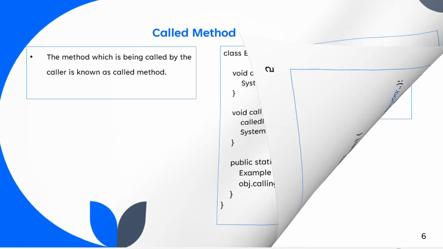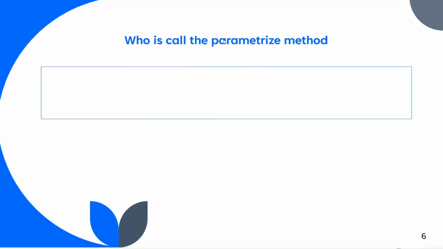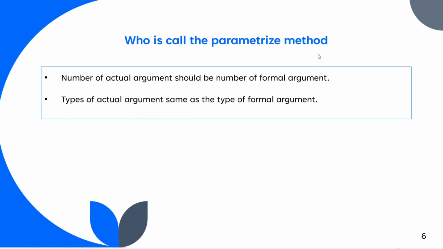The next one is the parameterized method. The number of actual arguments should equal the number of formal arguments, and the types of actual arguments should be the same as the types of formal arguments.